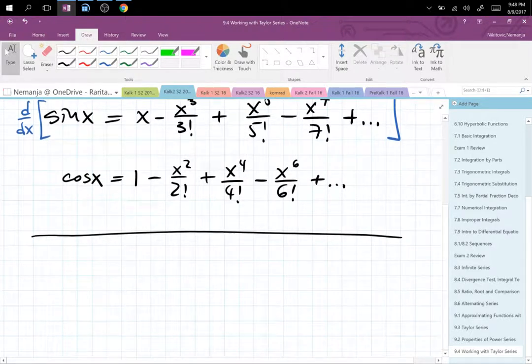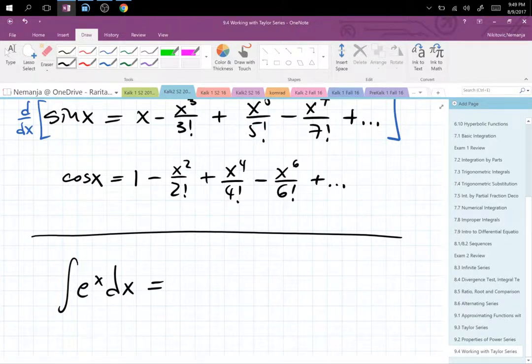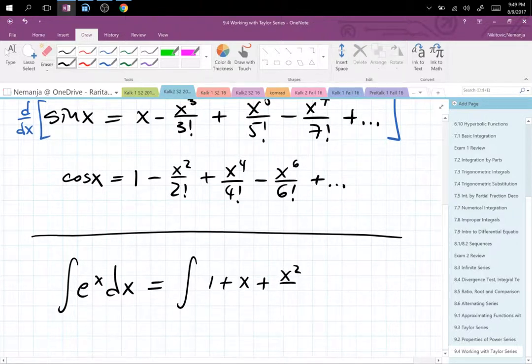How about we test the integral of e to the x dx? I told you that the integral of e to the x is e to the x because the derivative was e to the x, right? But really, is it that? Yes. Well, yes, right? Because you are going to write this e to the x as 1 plus x plus x squared over 2, right? Plus x cubed over 3 factorial plus dot dot dot dx.